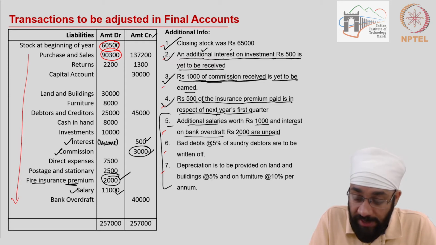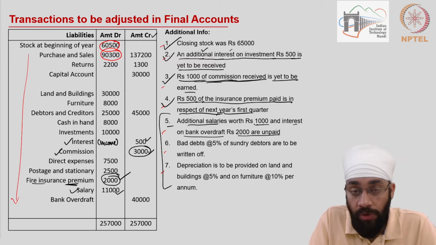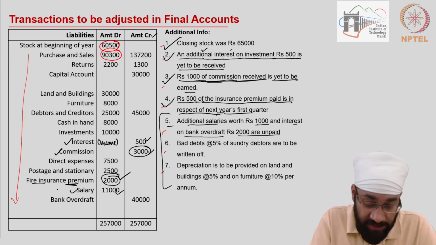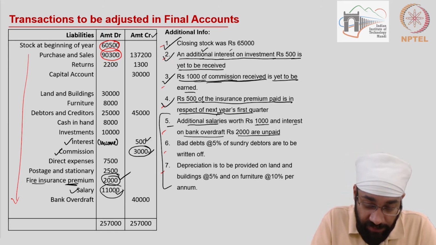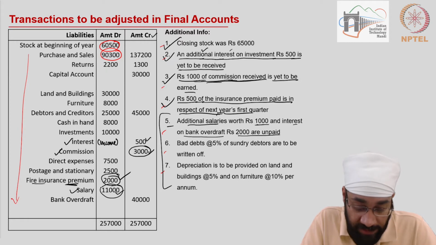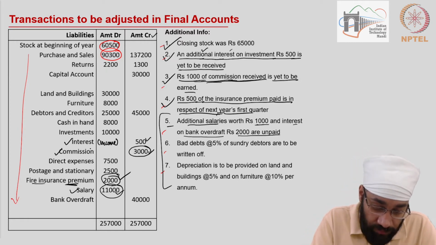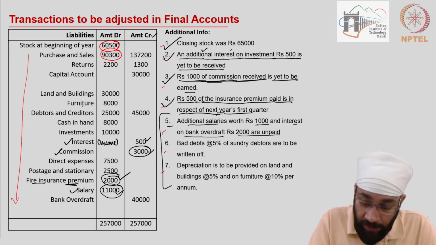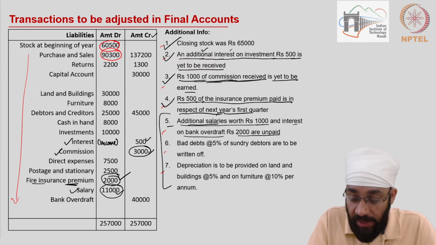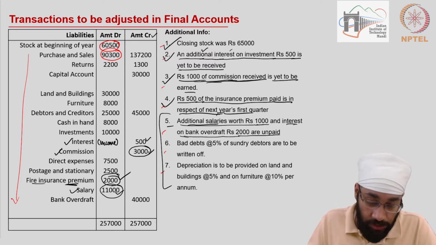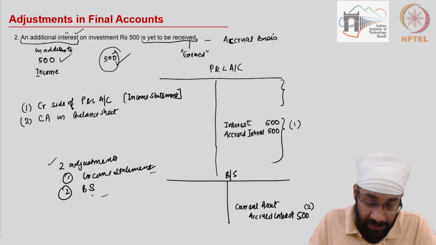It says additional, so there must already be an expense called salaries, and we have 11,000 rupees worth of salaries. And interest on bank overdraft, we do not have any interest on the debit column. So only the salaries are additional, and then interest on bank overdraft is 2,000. These are the two things. So let us go to the relevant slide.